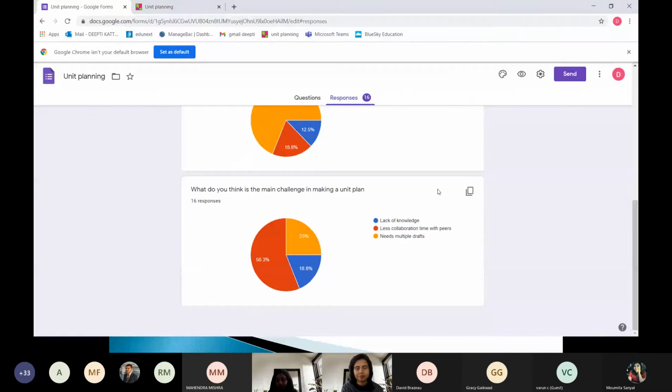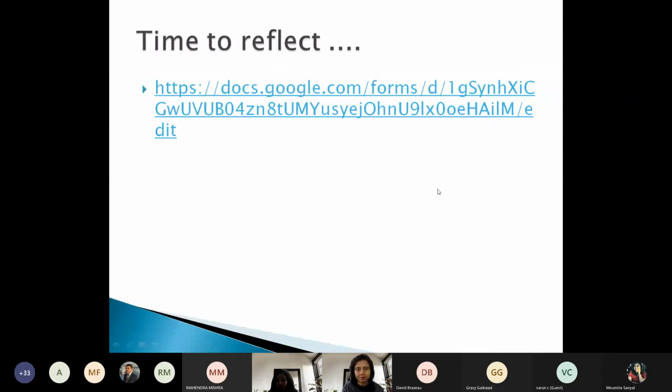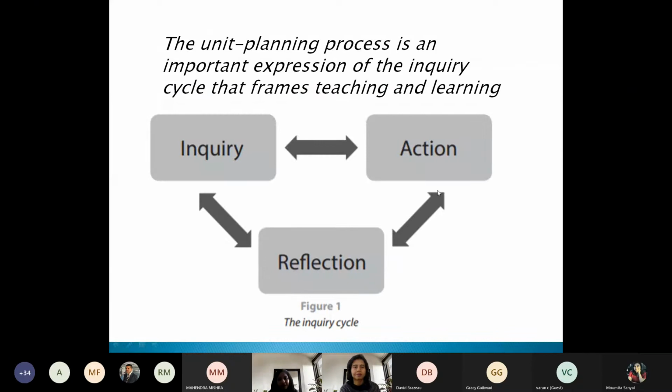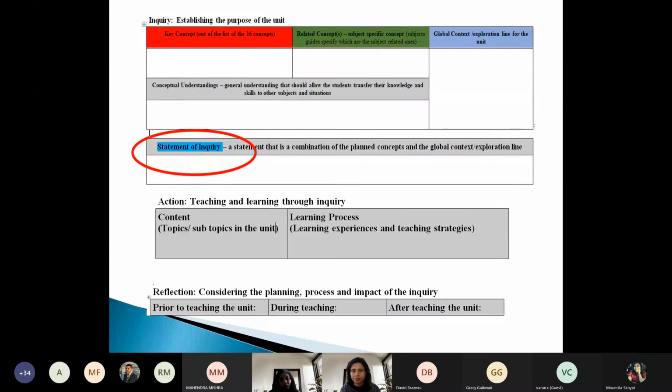The unit plan, I would say, is a personal journey for a team of teachers. In fact, it's a set of parallel journeys that involves planning, teaching, reporting, assessing, and the main purpose is to create that learning environment that inspires and challenges and supports the learners, that goes beyond the content of any unit plan. So the unit planning process is basically based on this inquiry cycle, with inquiry, action, and reflection being a part of it. So here is the template that we follow in our school.